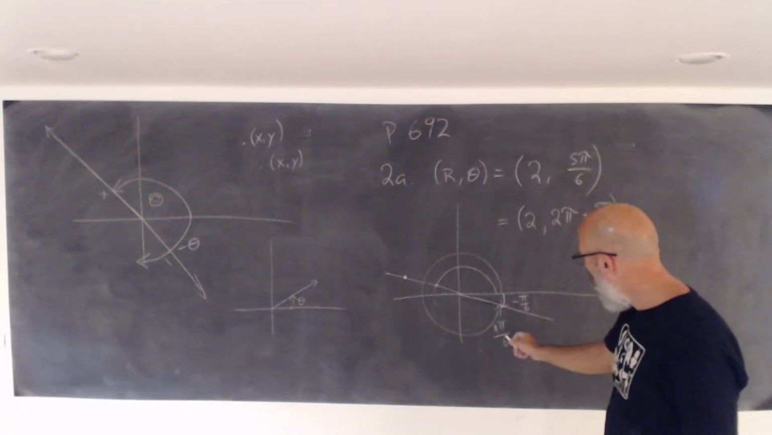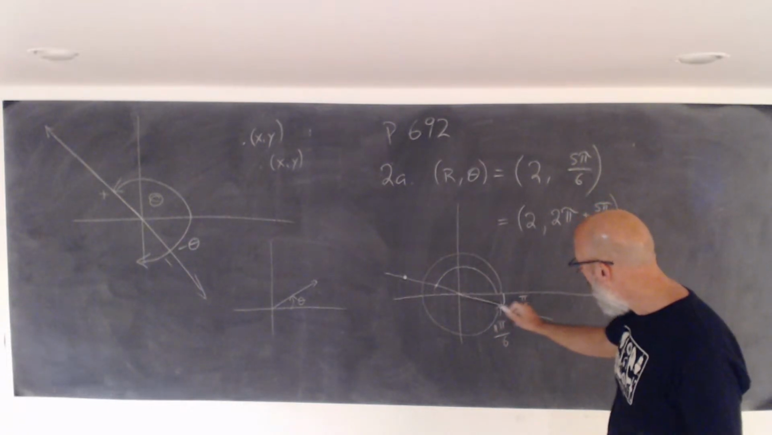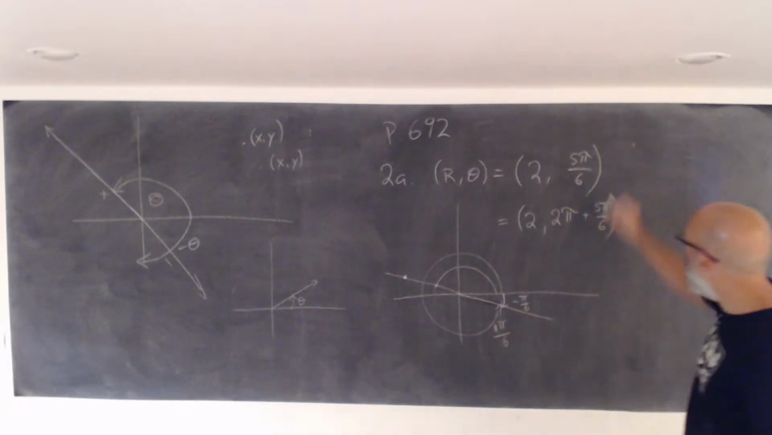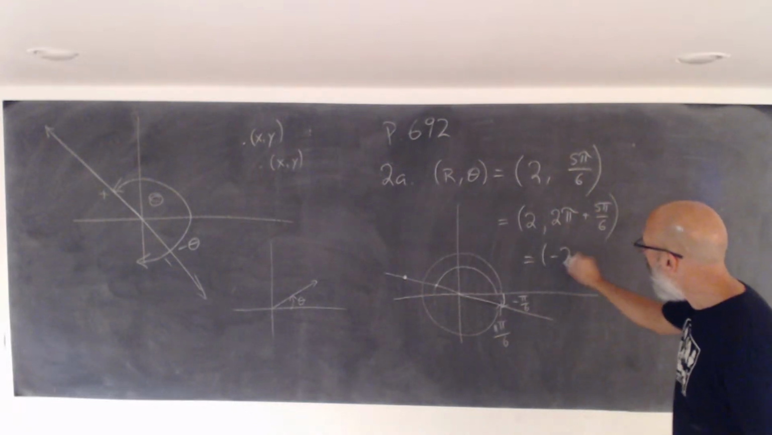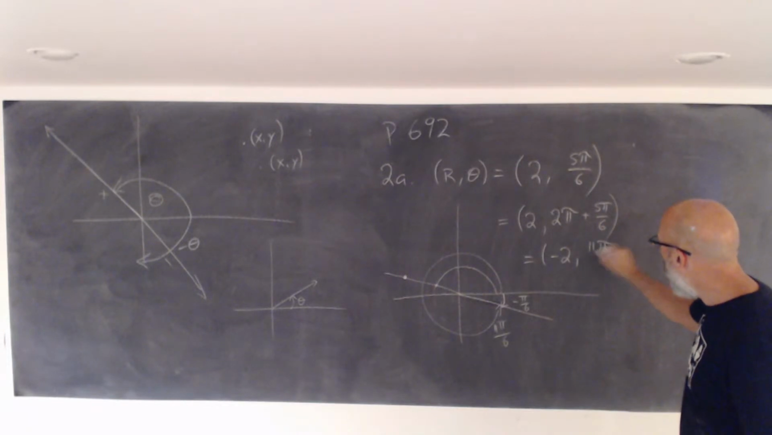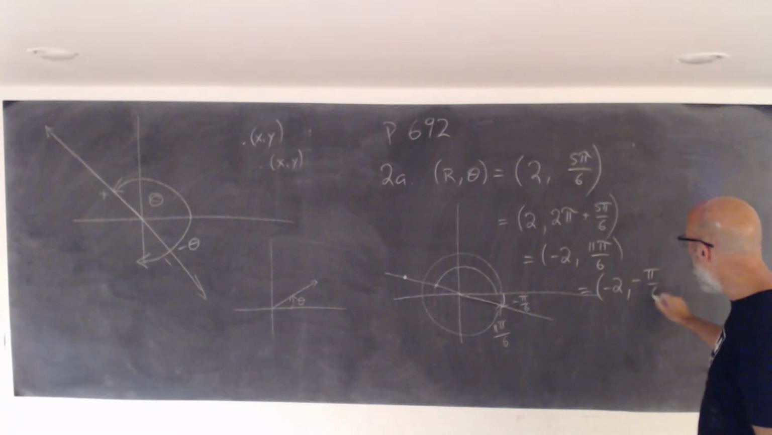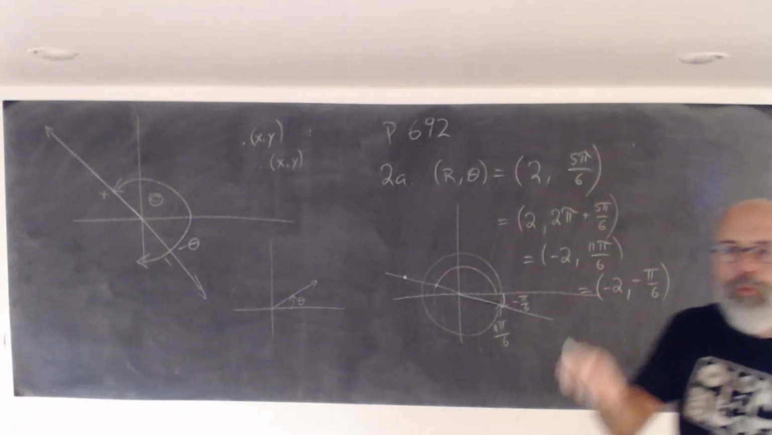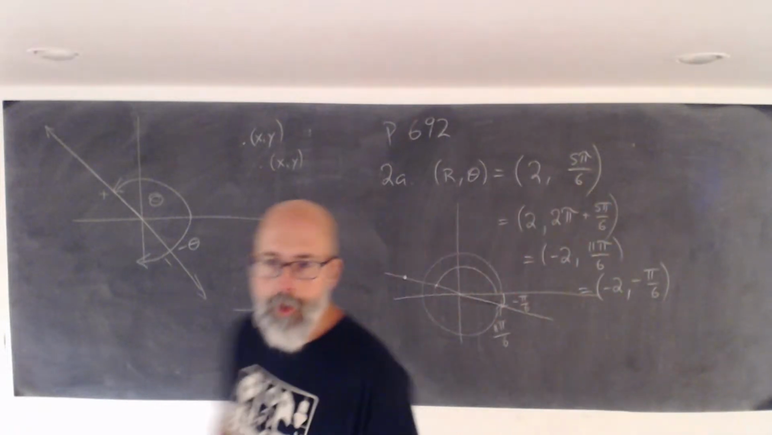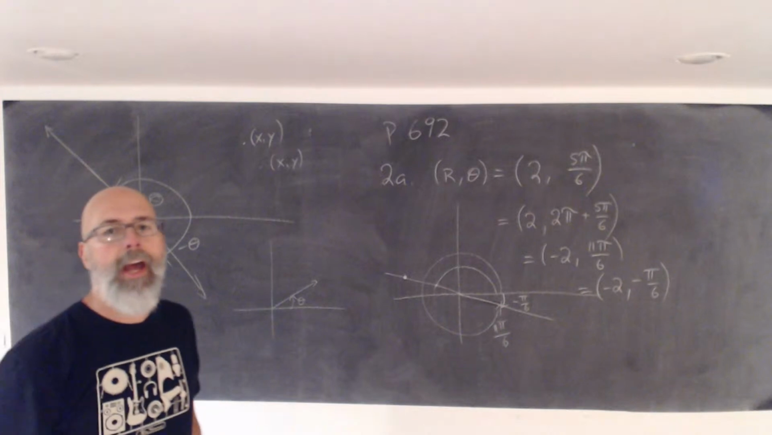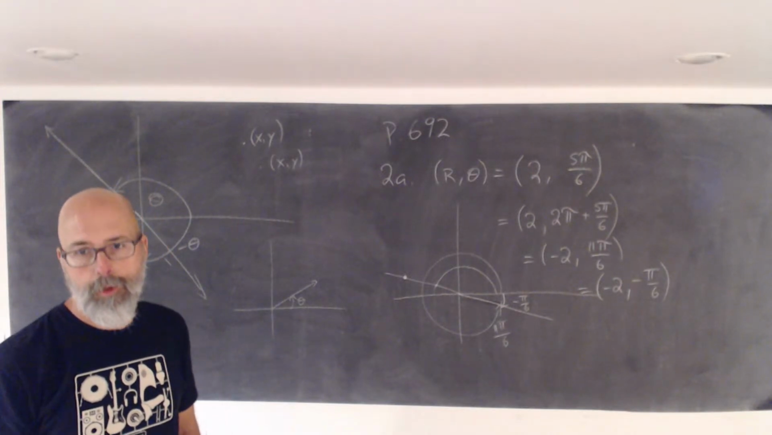So if you're at 11 pi over 6, you're on this ray, and instead of going a positive direction, you're going to go a negative direction. So this is the same as negative 2, 11 pi over 6. Or I was going to suggest negative 2, negative pi over 6. You've got plenty of options. And I mean, this is only 4 possibilities. You have infinitely many others.